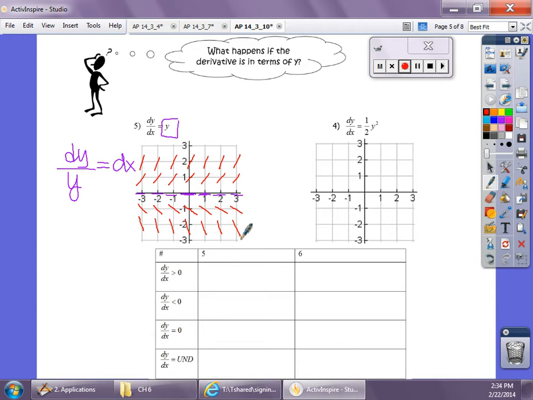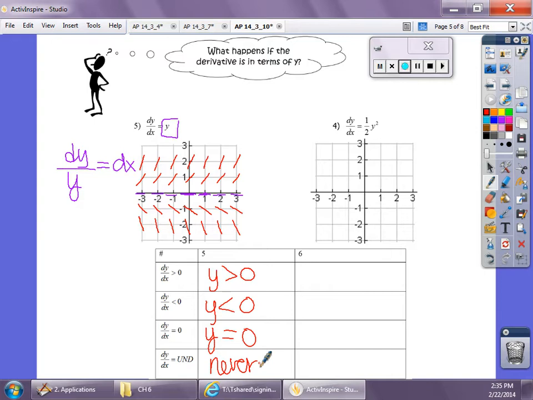Okay? So, let's go through answering number 5. When is the slope positive? Well, the slope is positive whenever the y is positive. When is the slope negative? When y is negative. When is it 0? When y is 0, and it's never undefined because we can always find a value when you substitute in for y.